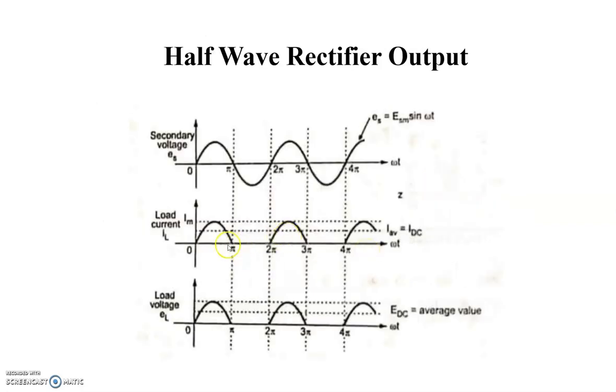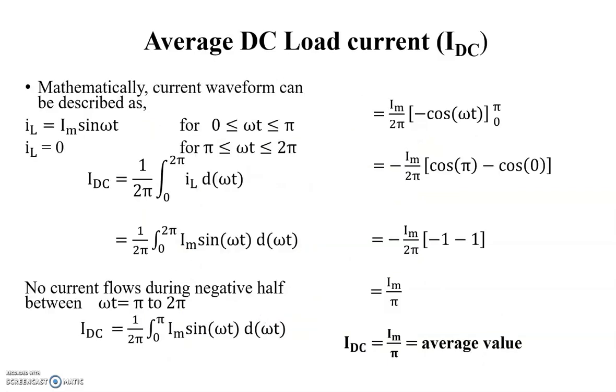Here, look at this waveform. This will be 0. Here also this one. The first one is the input waveform, the second one is the output load current, and the third one is the load voltage. Next one, the average DC load current.